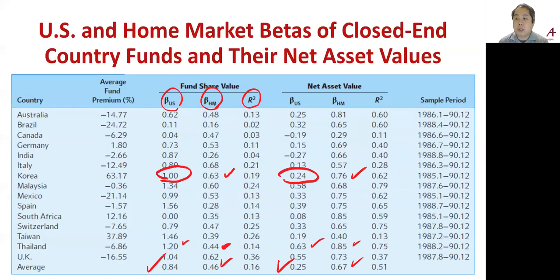However, the majority of the CECFs retain significant home market betas too, right? So it allows US investors to achieve international diversification to a certain extent. It doesn't really mean that you cannot diversify. You can also diversify because it is also related to the home country underlying net asset values.